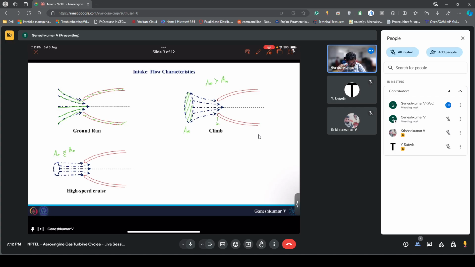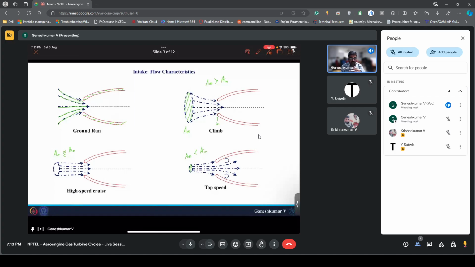And then for a top speed, this A infinity, which is the area of the flow area which is actually providing the m dot, will be less than the area of the intake. So this is how it will be at the top speed.